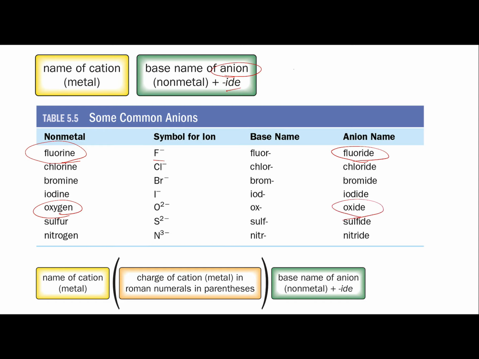Let's do an example. Let's name sodium chloride, or that's too easy. I'll write one down and you guys will name it. Okay, so this has a metal and a nonmetal. The name of the metal, we would look it up: potassium. Name of the nonmetal, bromine. So we'll give it an -ide ending: potassium bromide.